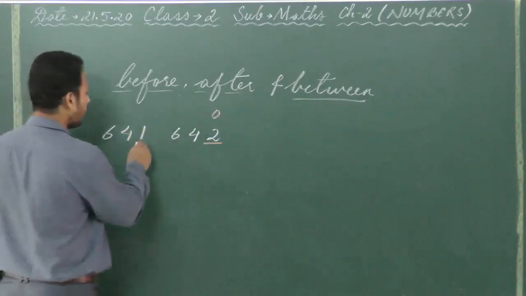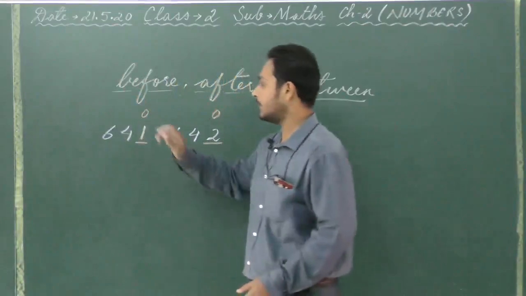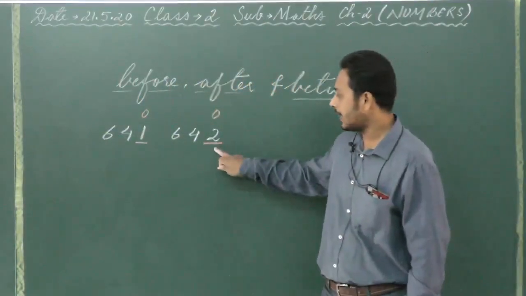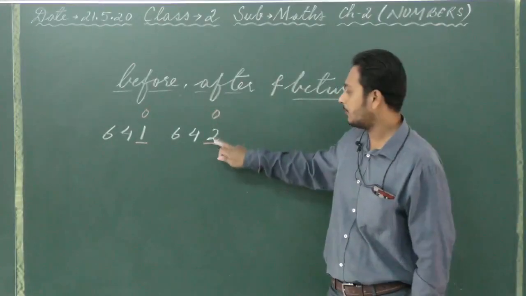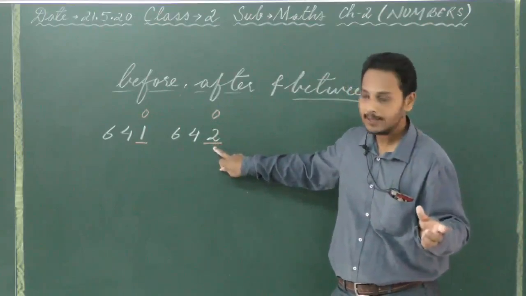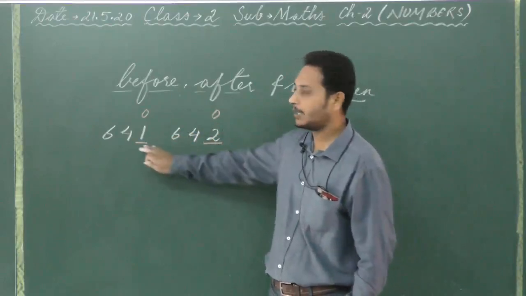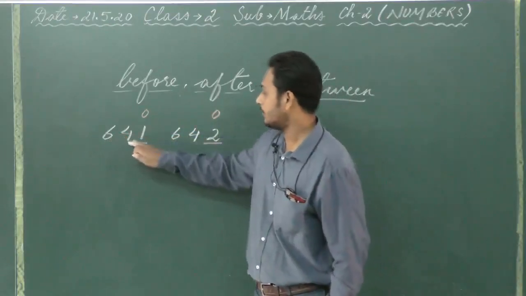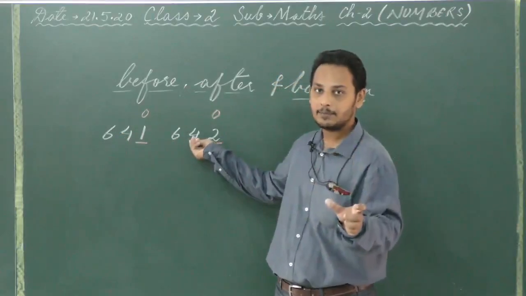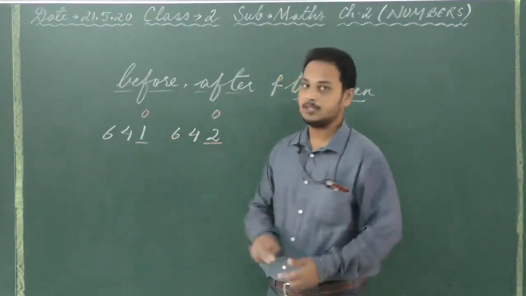Now how did we get 1 over here? By changing the number that is in the ones place. Now before 2, which number comes? We get 1. So 2 is in ones place. When you're writing the number here, before 2 we get 1. So we get 641. The numbers in hundreds and tens place will remain the same. Only the number in the ones place is going to change.